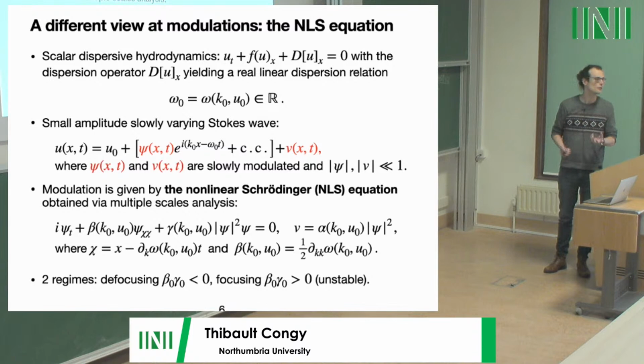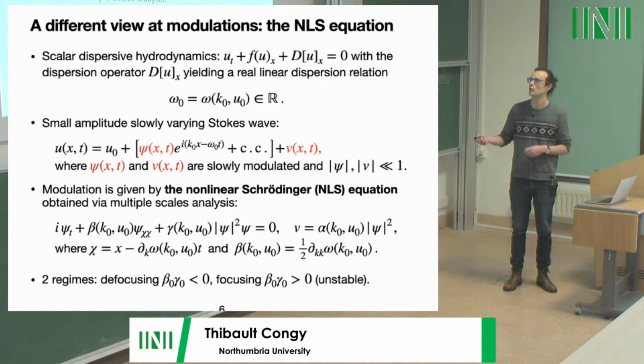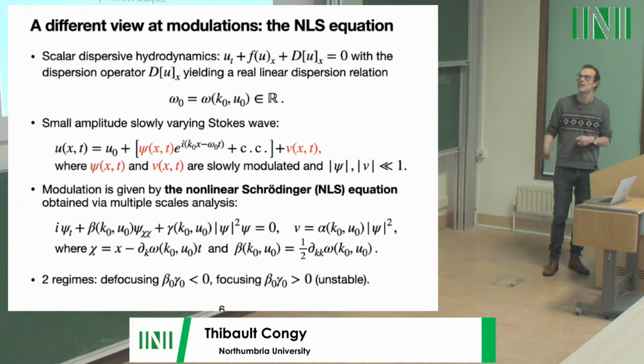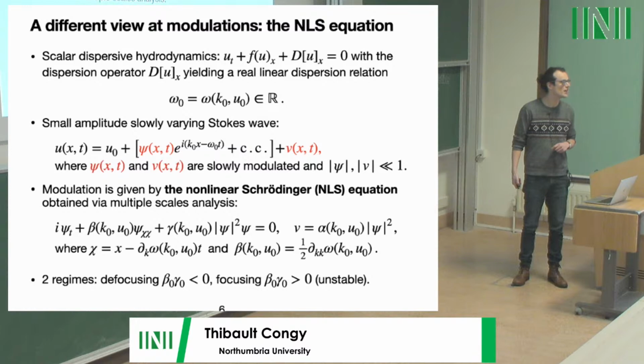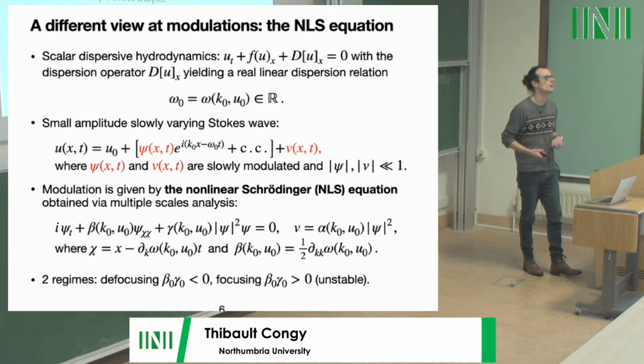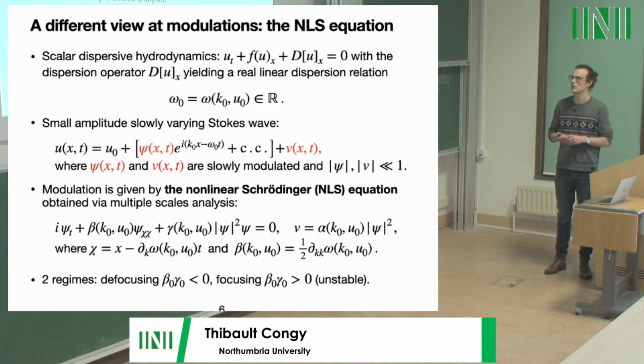You have two regimes for NLS, the so-called defocusing regime and the focusing regime. So it depends on the sign of beta naught gamma naught. And what do we know? We know that in the focusing regime, you have a so-called modulationally unstable Stokes wave. So here, the plane wave solution of your NLS equation is unstable. If you have small perturbations, they grow exponentially in time, in short time.